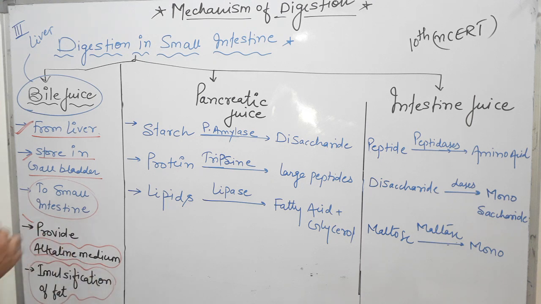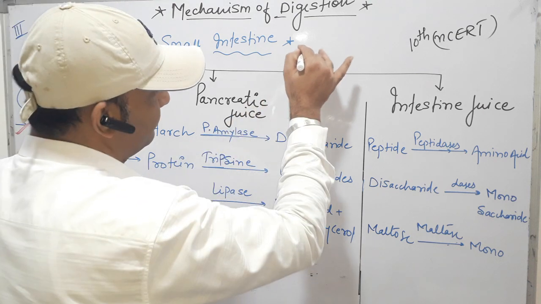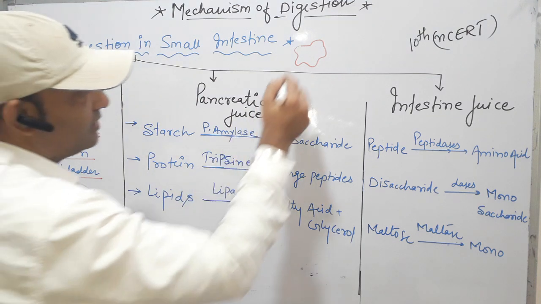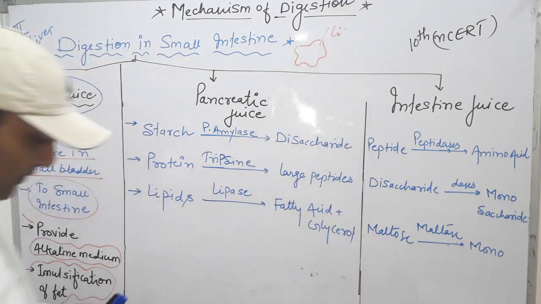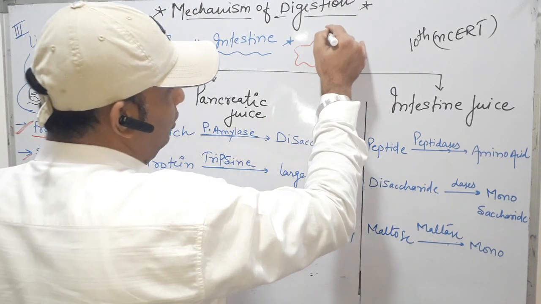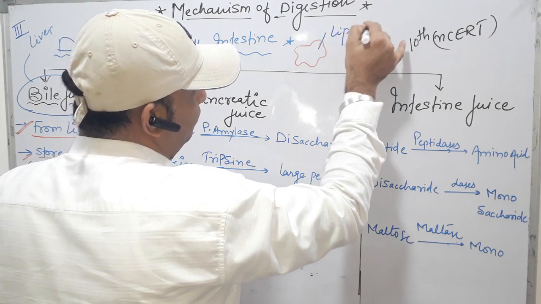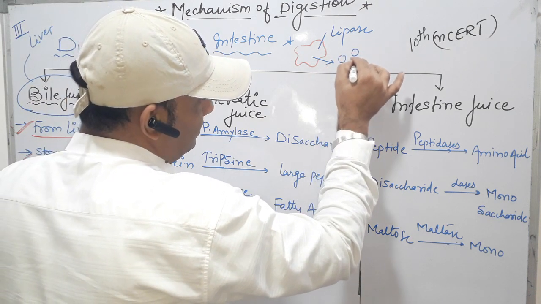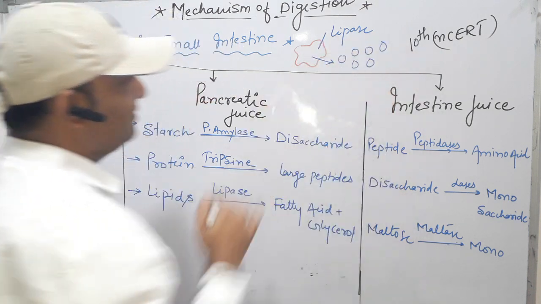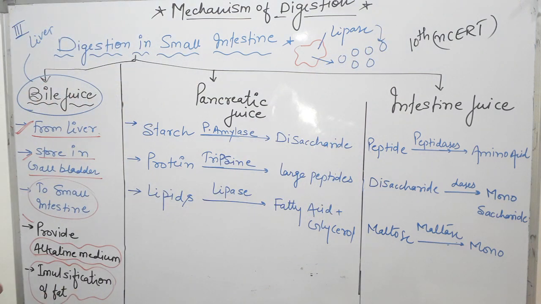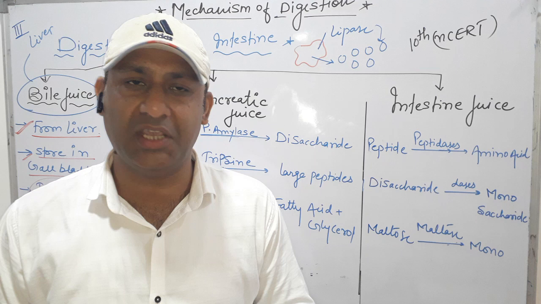Emulsification of fat means this: fat is of large size, and on this large fat the enzyme called lipase is unable to work properly. So the bile juice converts it into small pieces, and this process is called emulsification of fat. Lipase can easily digest the small pieces of fat. So the main function of bile juice is emulsification of fat.